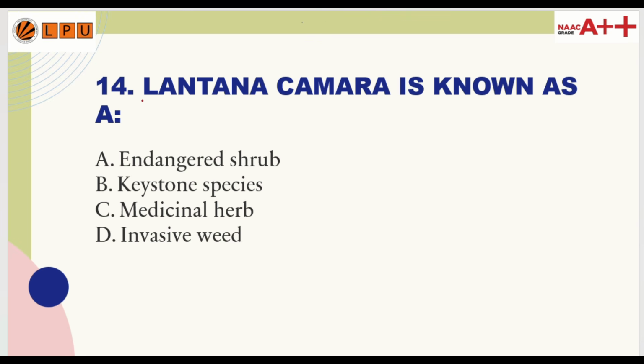Question 14. Lantana camara is known as option A endangered species, option B keystone species, option C medicinal herb, option D invasive weed. So the correct answer is option D.